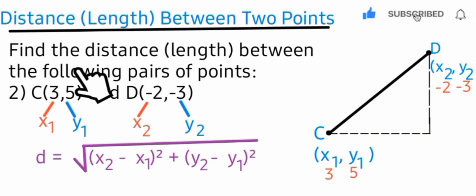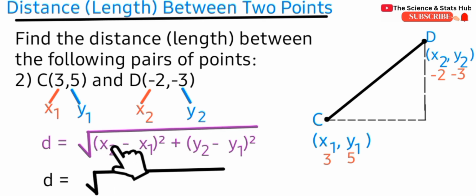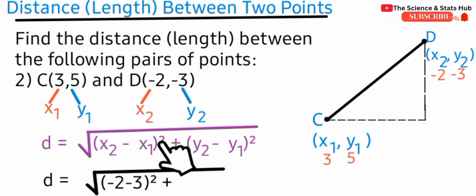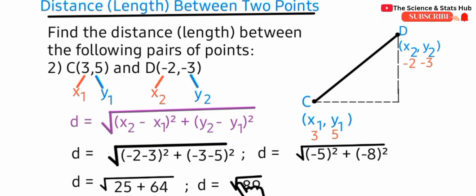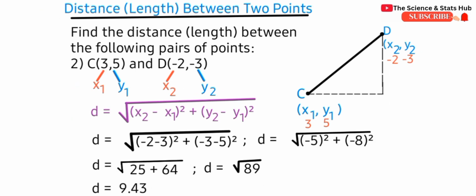Now let's find the distance between this pair of points, point C and point D. Using our formula, we have D equals the square root of x2, our x2 value is negative 2, minus x1, our x1 value is 3, squared, plus y2 minus y1, squared. We have square root of (minus 2 minus 3) minus 5 squared, plus (minus 3 minus 5) minus 8 squared. Square of negative 5 is 25 plus square of negative 8. We have square root of 25 plus 64, which is 89. So the distance between point C and point D is root 89, which is equivalent to 9.43.